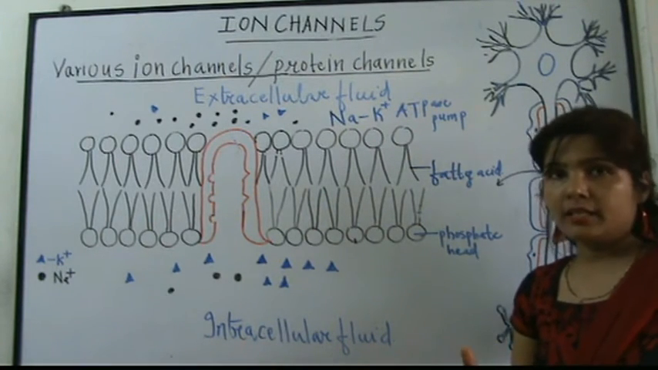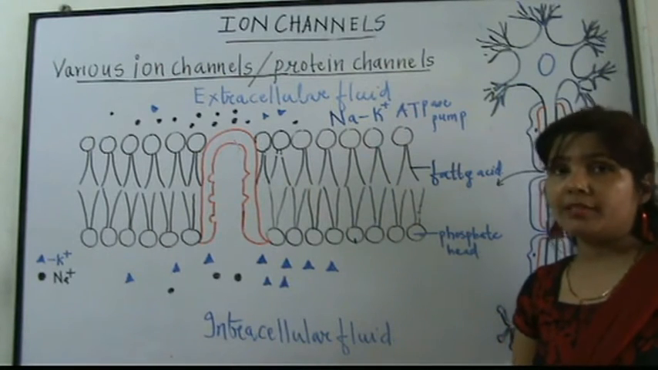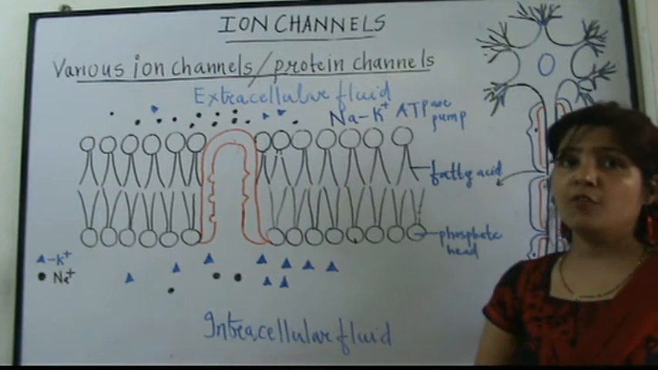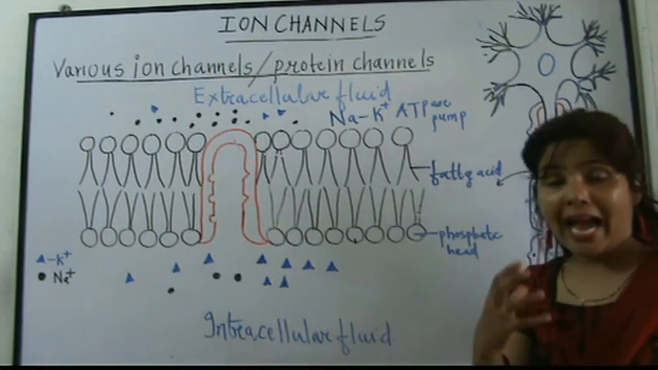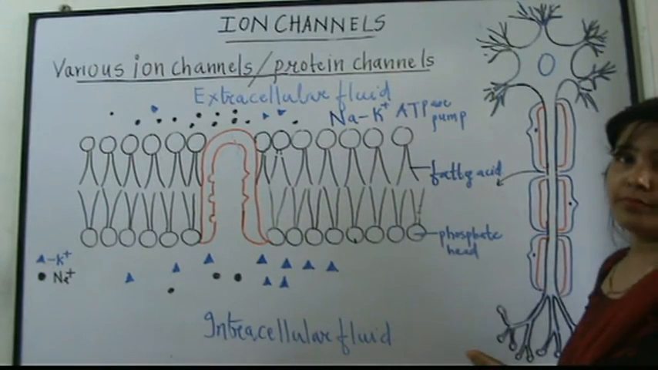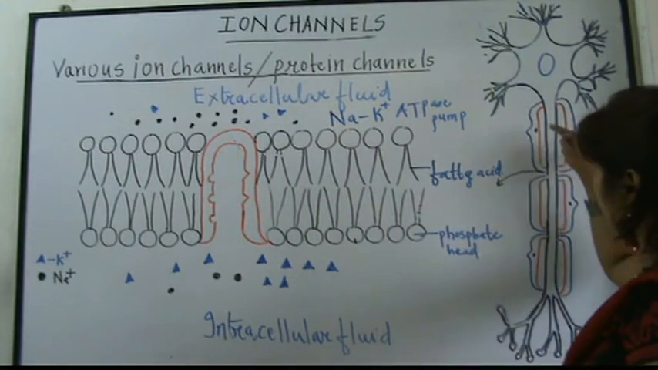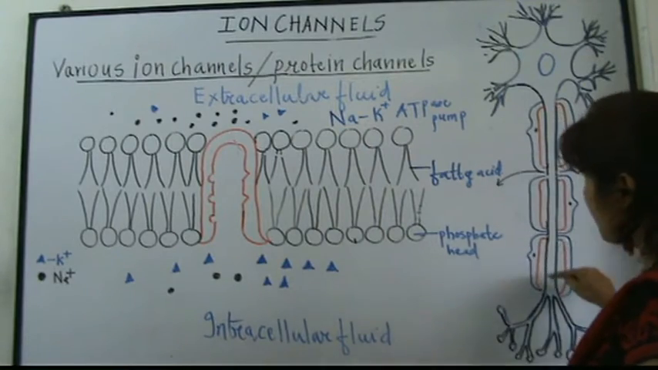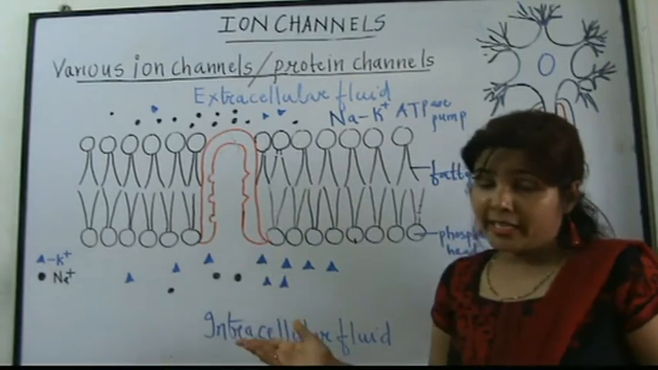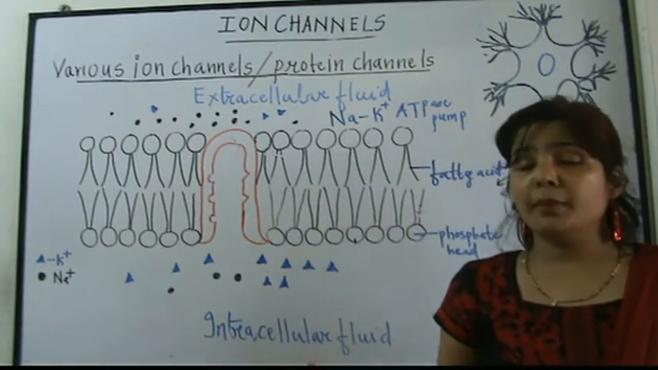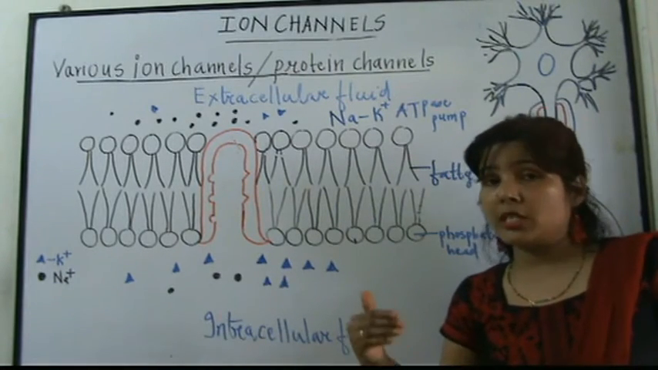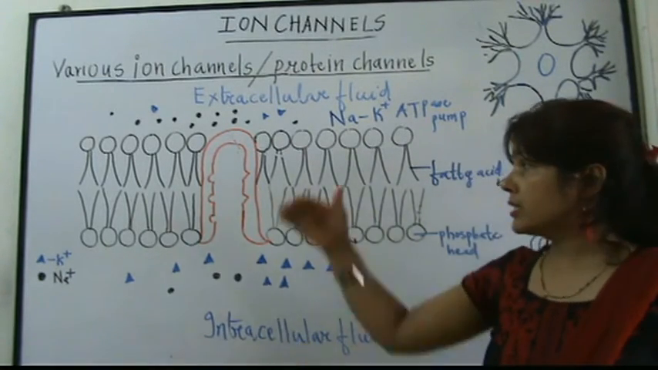So once again, there's an important term over here: threshold stimulus. Threshold stimulus is the minimum intensity of stimulus which is required to create an action potential or a nerve impulse along the neuron. Okay, so let's zoom in on this cell membrane of the axon. The cell membrane of the axon is somewhat like this, or for that matter, the cell membrane of any cell, or of the cell organelles also, is somewhat like this.